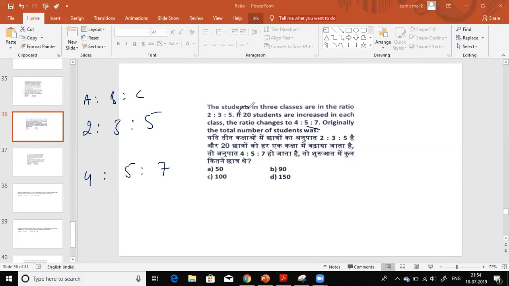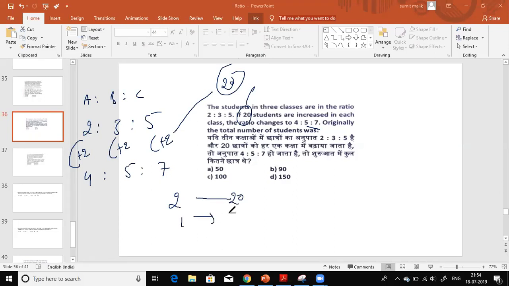How many students am I adding? 20 students. But look here, how many students am I adding in each class? 2 students. Here also 2, here also 2. But actually how am I adding 20? So 2 will represent 20, 1 will represent 20 divided by 2, 10. And how many students were there earlier? 2 plus 3 plus 5, that is equal to 10.